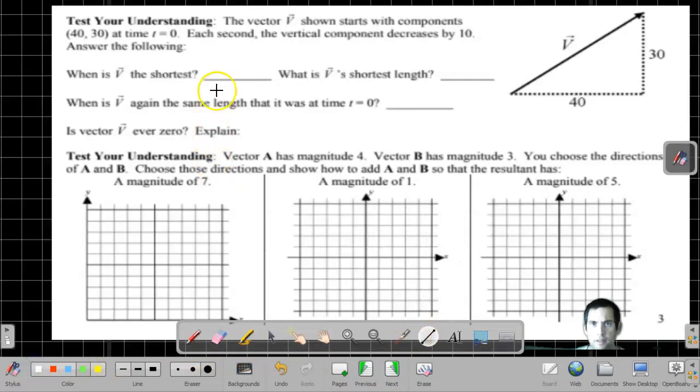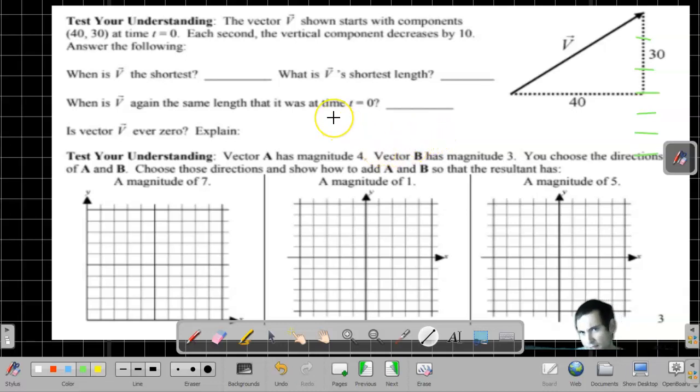All right, next problem. The vector v shown starts with components 40 and 30 at t equals 0. Each second, the vertical component decreases by 10. So that means answer the following. When is v the shortest? Let's see. So if we're decreasing by 10, after 1 second, we're right here. After 2 seconds, we're right here. After 3 seconds, our vertical component is 0. And then after 4 seconds, it would be negative 10, 1, 2, 3, 4, 5 seconds. 6 seconds, it would be all the way down there.